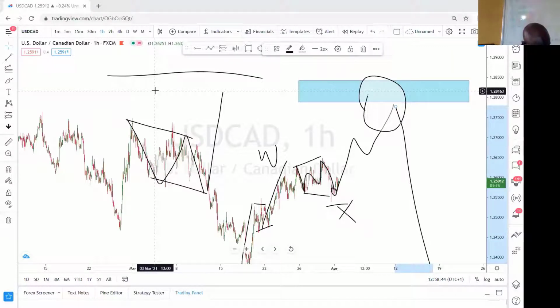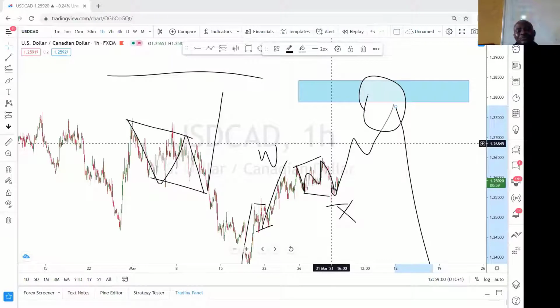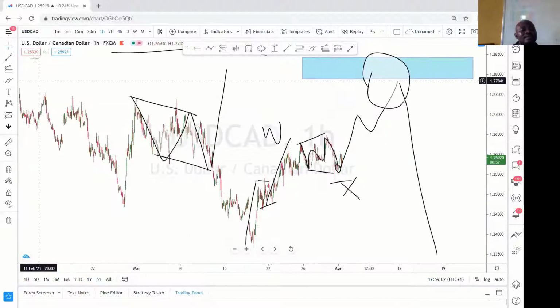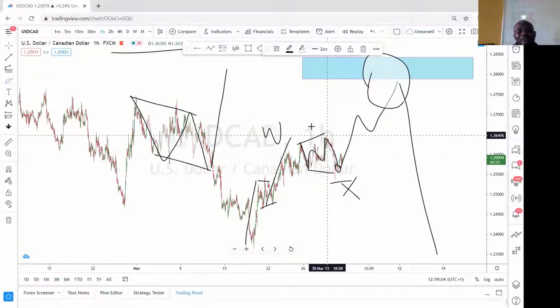So what I'm teaching you guys is classical chart analysis. Real Elliott theory, combining with patterns that are identifiable. This pattern is identifiable. That is why if you want to trade, you can decide to trade this.